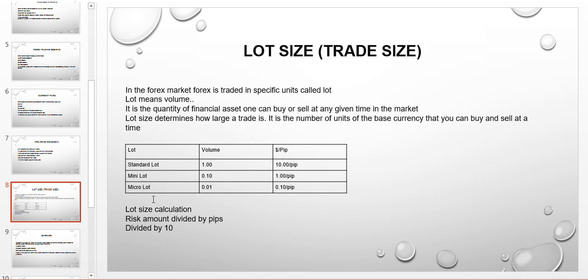So how is lot size calculated? Lot size is calculated by risk amount, the amount you are willing to lose, divided by pips, divided by 10.